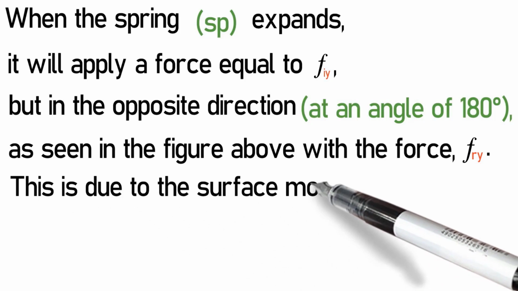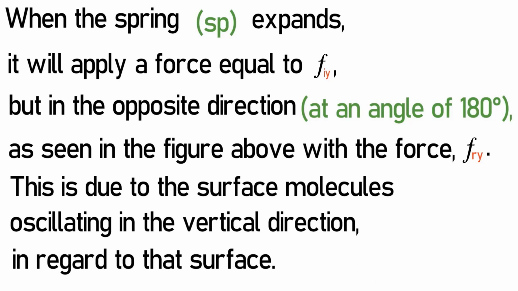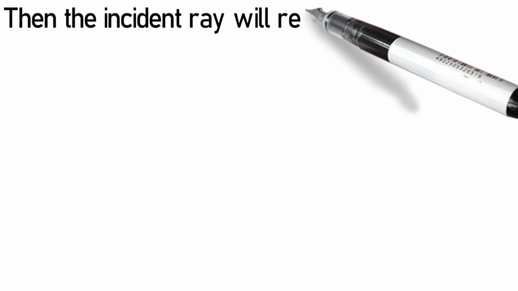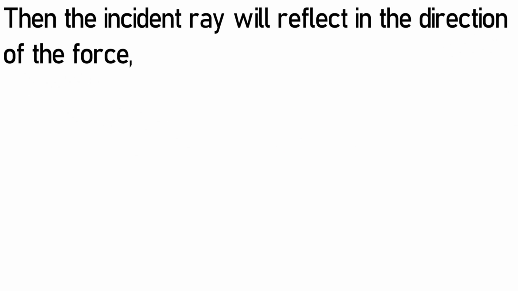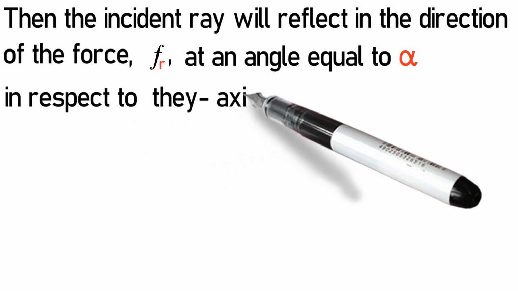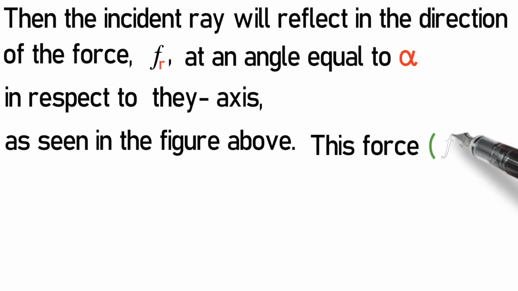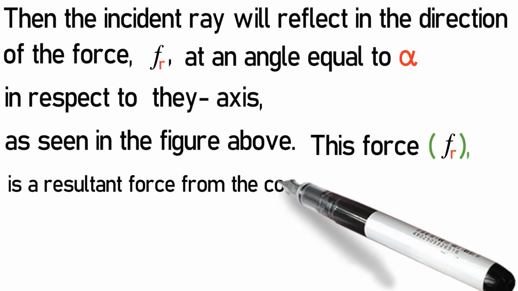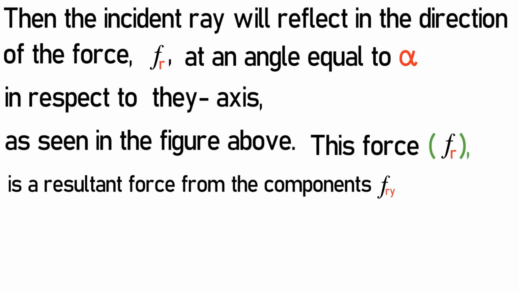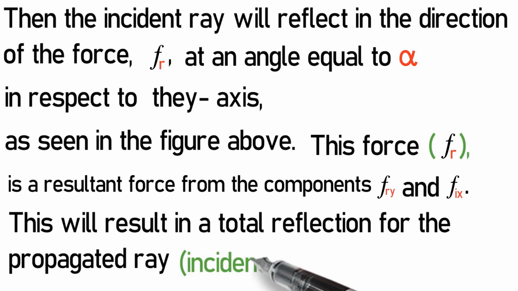This is due to the surface molecules oscillating in the vertical direction in regard to that surface. Then the incident ray will reflect in the direction of the force F sub r at an angle equal to alpha in respect to the y-axis as seen in the figure above. This force, F sub r, is a resultant force from the components F sub ry and F sub ix. This will result in a total reflection for the propagated ray, incident ray.